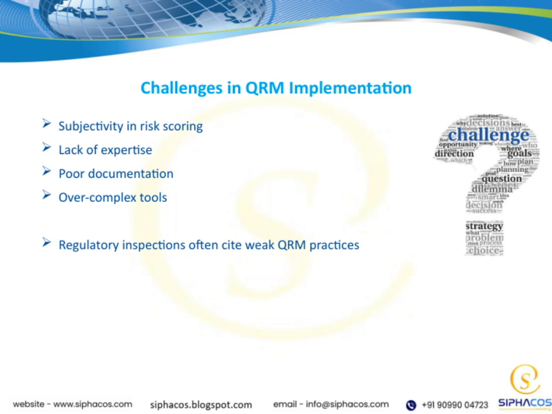Poor documentation is also a critical problem. When risk assessments and decisions aren't properly recorded, it hampers our ability to review, improve, and demonstrate compliance with regulatory standards. Additionally, many organizations rely on over-complex tools that can be cumbersome to use and difficult to interpret. While these tools aim to provide detailed insights, they can sometimes create more confusion than clarity. It's important to note that regulatory inspections frequently cite weak QRM practices, often pointing out these very issues. Addressing these challenges is essential for strengthening our overall risk management framework and ensuring we meet compliance expectations.